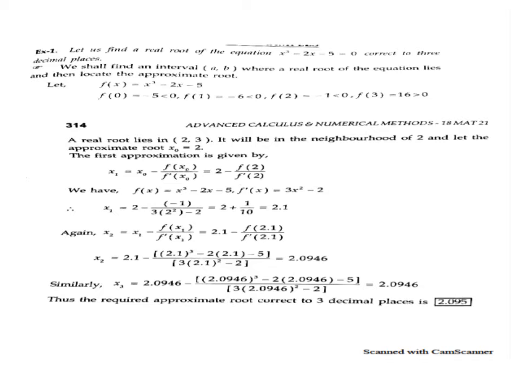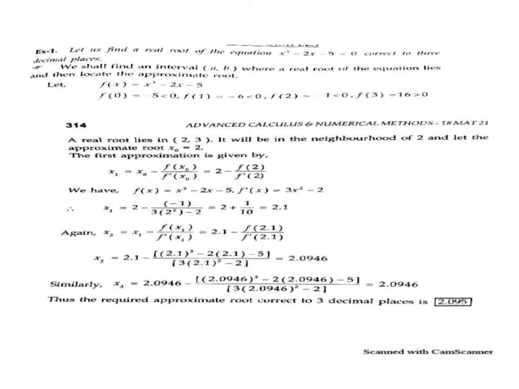So our function is f of x equals x cube minus 2x minus 5. Therefore its derivative, denoted by f dash of x, equals: x cube derivative is 3x square, minus 2x derivative is minus 2, minus 5 derivative is 0. Therefore f dash of x equals 3x square minus 2. Therefore, let us start the first iteration, x1.